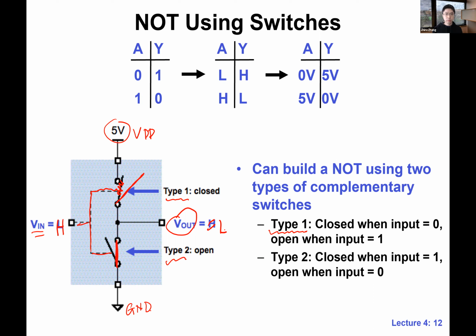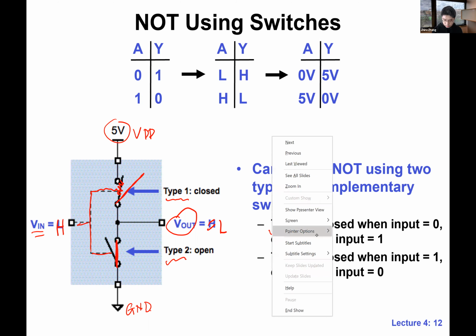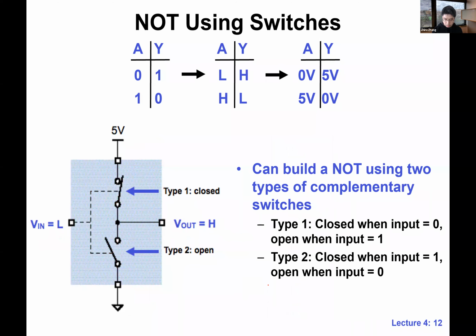This is basically doing inversion. And these two switches are complementary to each other, like I mentioned, meaning that they have opposite behavior. So let me ask you guys a question. At any given time, how many switches are on? Just one, exactly one. They cannot both be closed. Why? If they're both closed, what do we have? We have a short circuit.